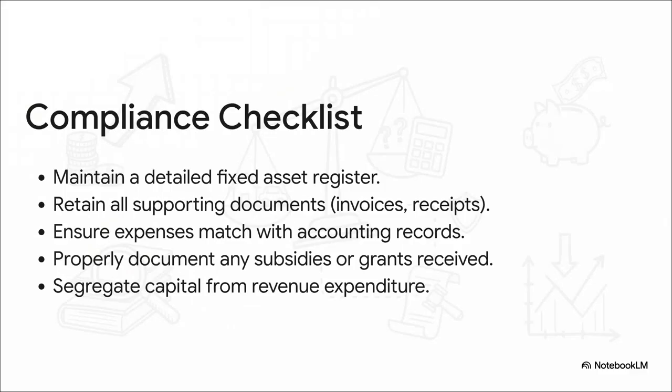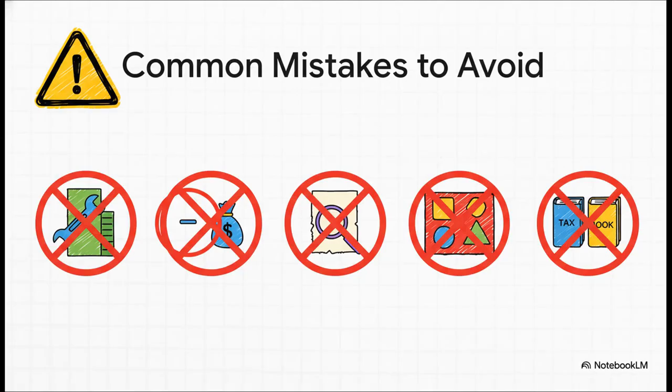Here's your essential checklist. A detailed fixed asset register, that's non-negotiable. You have to keep every single supporting document to back up each cost component. We're talking invoices, receipts, transport bills, the whole lot. Your tax computations must tie back perfectly to your accounting records. And critically, make sure you properly document any grants and clearly separate your one-time capital costs from your regular, day-to-day revenue expenses.